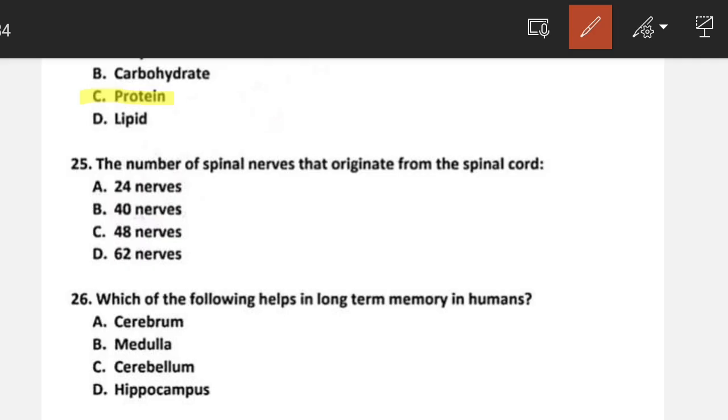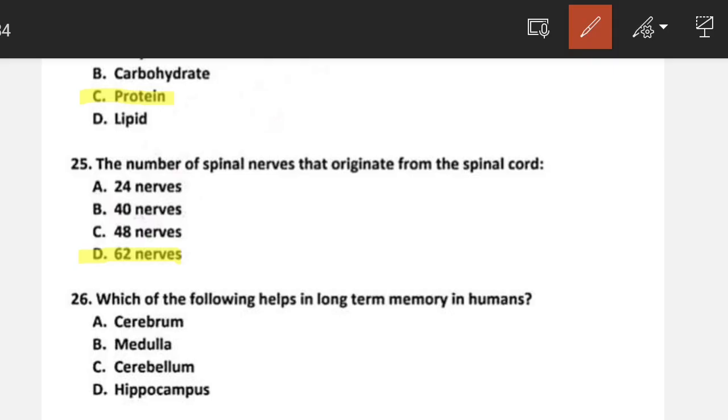Question number 25: The number of spinal nerves that originate from the spinal cord? Option A is 24 nerves, option B is 40 nerves, option C is 48 nerves, and option D is 62 nerves. We usually hear about the 31 pairs of spinal nerves, meaning 31 on the left side and 31 on the right side. When you add 31 plus 31, then it will be 62 nerves. So here the correct option will be option D, 62 nerves.